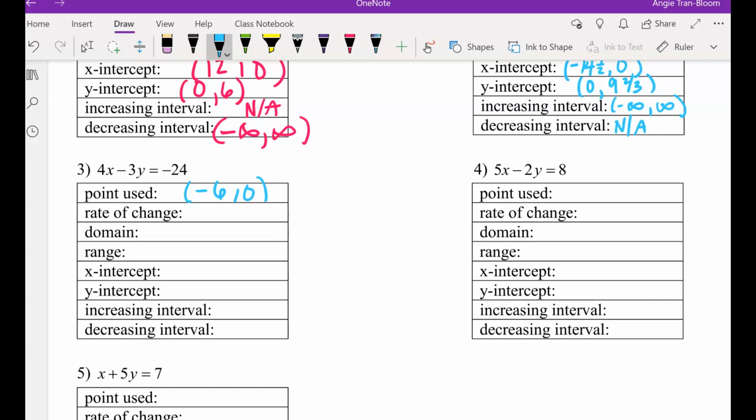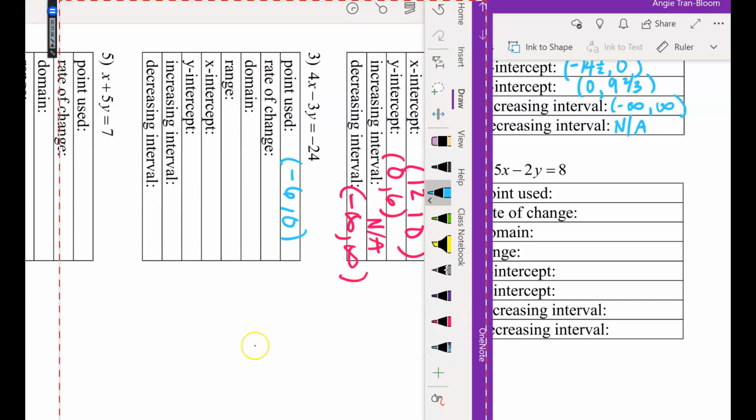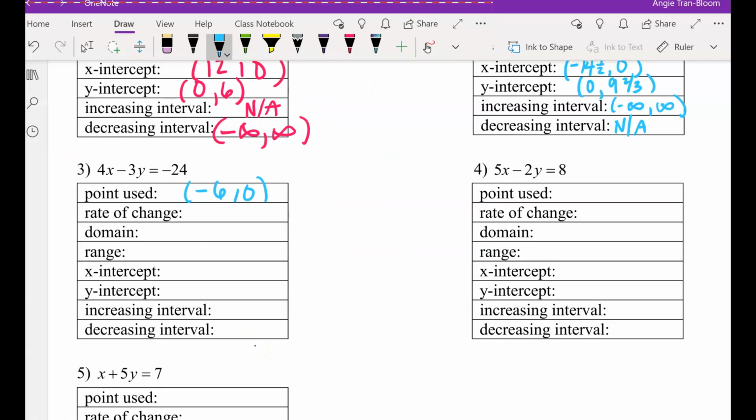Whoa, we don't know the rate of change in this one, right? How do I find the rate of change? How do I find the slope? How do we find the slope? Let's fill in all the stuff that we can, and then we'll go back. What's the x-intercept again? Let's fill in the x-intercept. Negative 6, comma 0. What's the y-intercept?